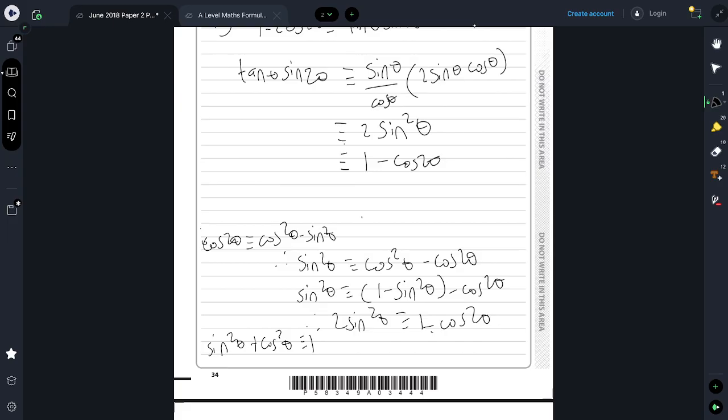Let me have a look at the mark scheme. Maybe I'm just overthinking it. Was it question 12?